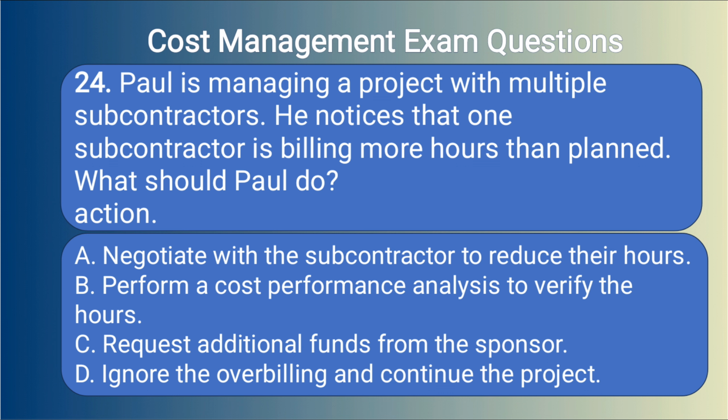24. Paul is managing a project with multiple subcontractors. He notices that one subcontractor is billing more hours than planned. What should Paul do? A. Negotiate with the subcontractor to reduce their hours. B. Perform a cost performance analysis to verify the hours. C. Request additional funds from the sponsor. D. Ignore the overbilling and continue the project.